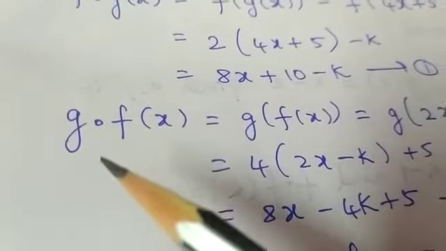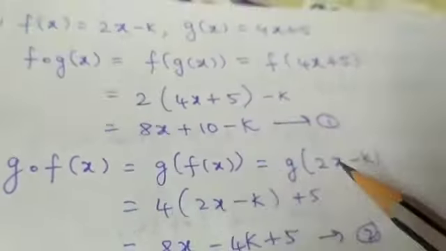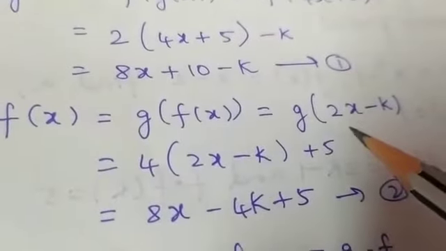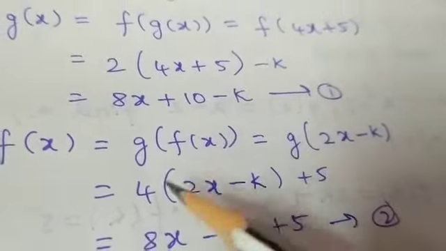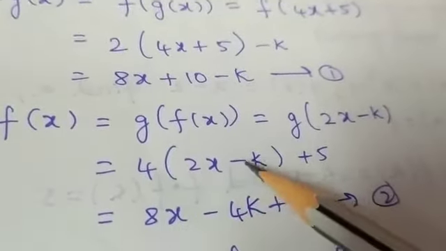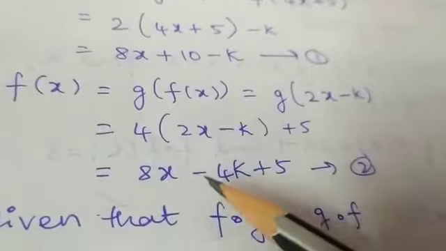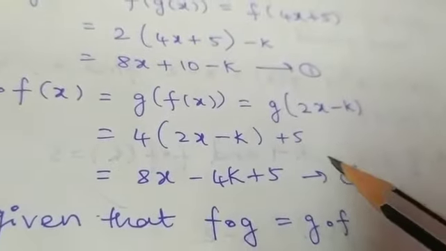Then g dash f of x equal to g f of x, that is equal to, I'll put the value of f of x here. So I'll get, then this value I'll put it in g of x. I'll get 4 into 2x minus k plus 5, that is equal to 8x minus 4k plus 5. This is my second equation.